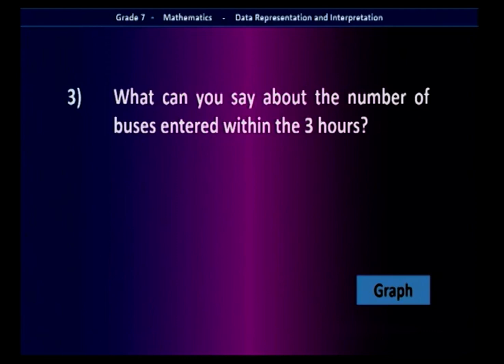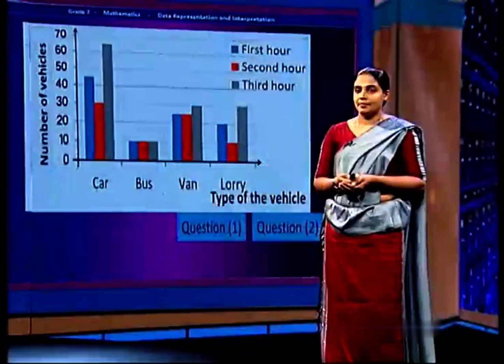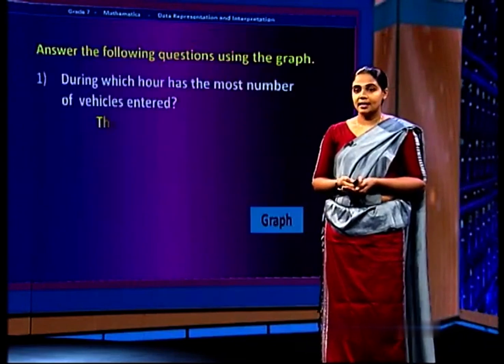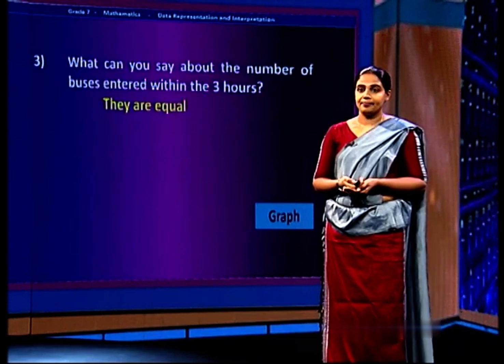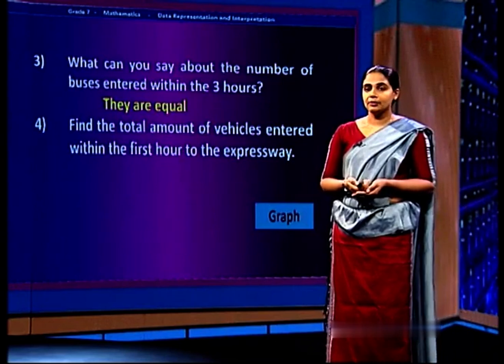Let's go to the graph. Then buses in the first hour, second hour, third hour. What happened? You can see that the 3 bars are the same. Then how can you arrange your answer? Kids, you can write your answer. They are the same. They are equal.